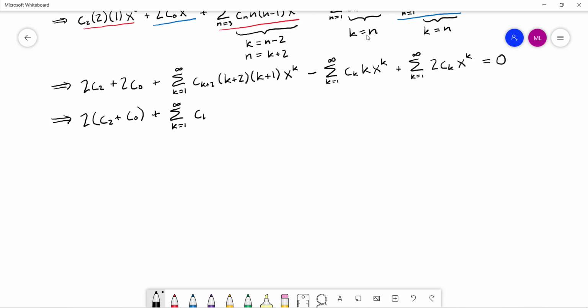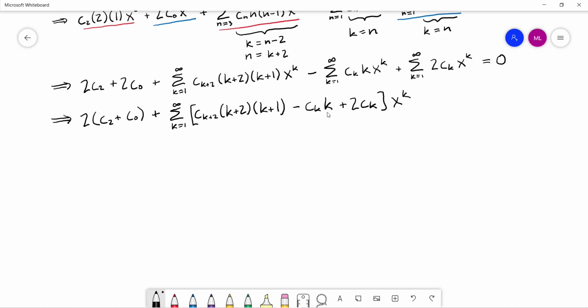will get c sub k plus 2 times k plus 2 times k plus 1. I'm going to get a minus c sub k times k. And I'm going to get plus 2c sub k. All of those times the x to the k term. So I basically combined them all into a single sum and factored out the x all in one step.